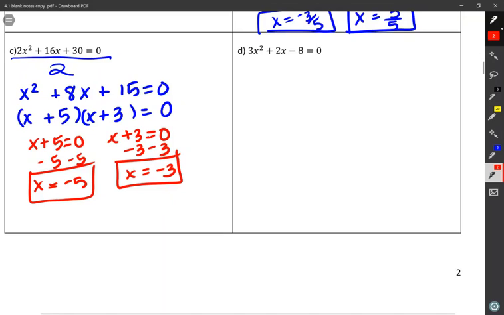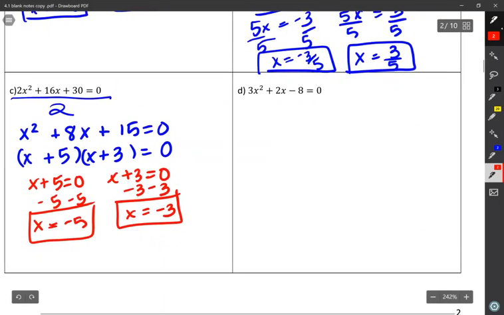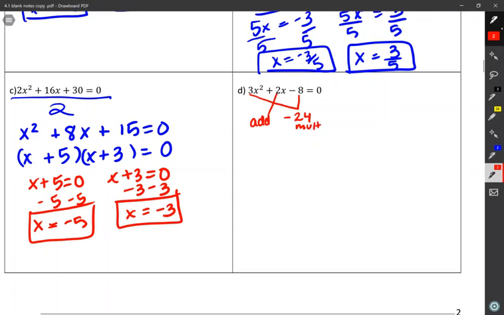So this is going to be one of those guess and check problems, or how else? We do the box method. I'll just go ahead and do the box method. So multiply these two. You're going to find two numbers that multiply to get negative 24 that add to get 2, and then you're going to use that to create your box. So this is going to be a little bit more confusing. So what numbers multiply to get negative 24 that add to get 2?